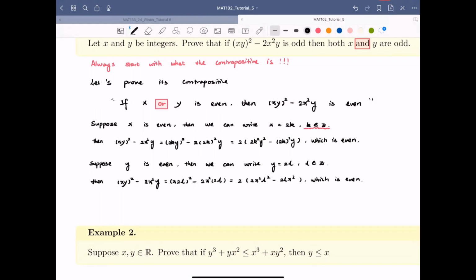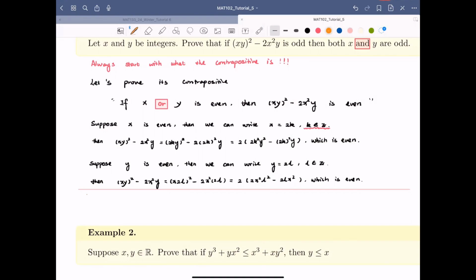Okay, so we can see that in this case, I only need to discuss 2 cases: x is even or y is even. I only need 2 because when x is even, I did not care about y. I did not set y to be even or odd. If you want to set both, then you'd have more than 2 cases to discuss. Let's say if you want to set up both, then you have 3 cases to talk about.